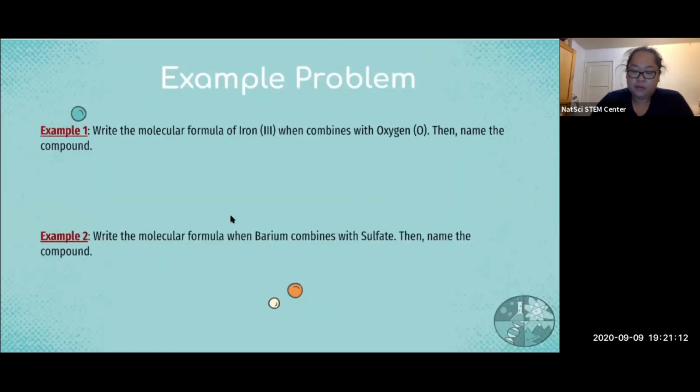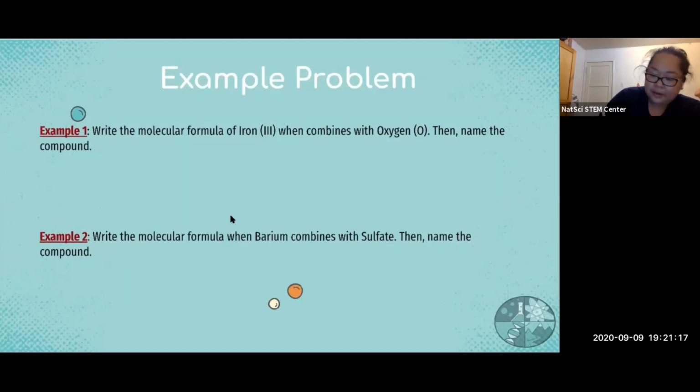So the first example problem we're going to do is I want you to write the molecular formula for iron 3, so that means it's Fe3+, when it combines with oxygen, O2-. And then I want you to name the compound. Do the same for barium when it combines with sulfate, then name the compound. I won't mark it here, you should do it yourself. Let's give you 5 minutes.